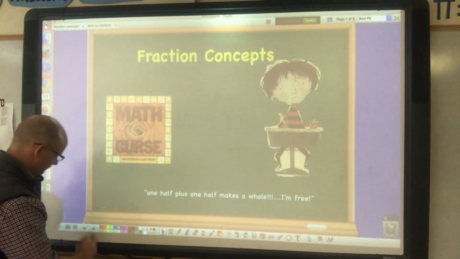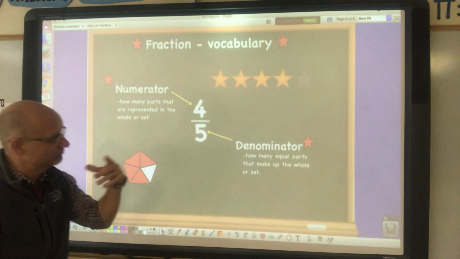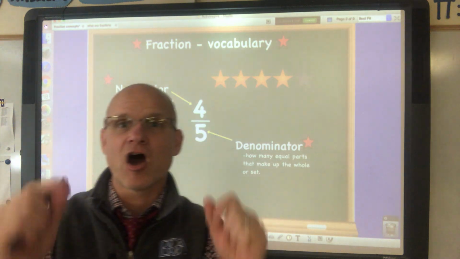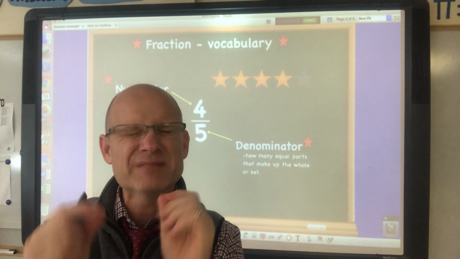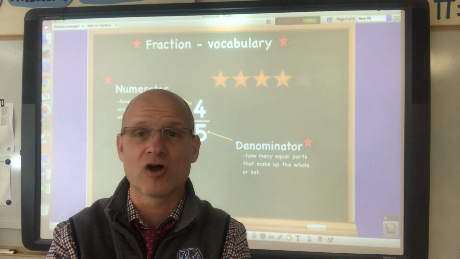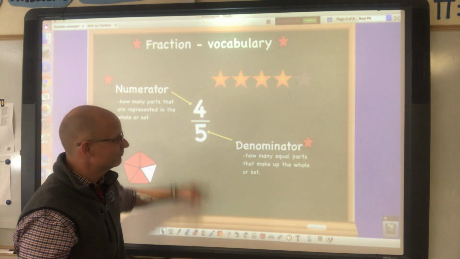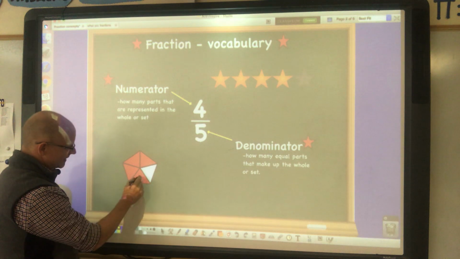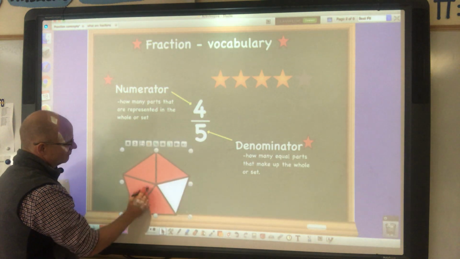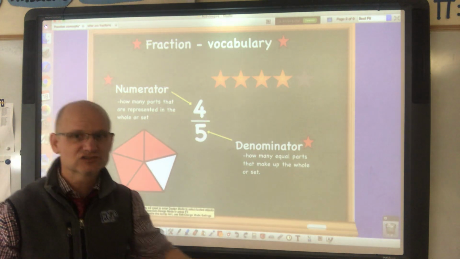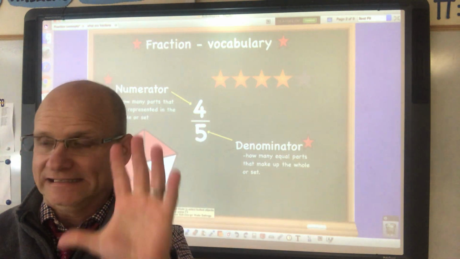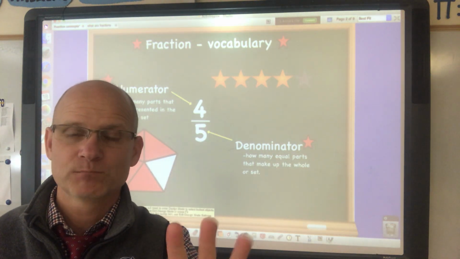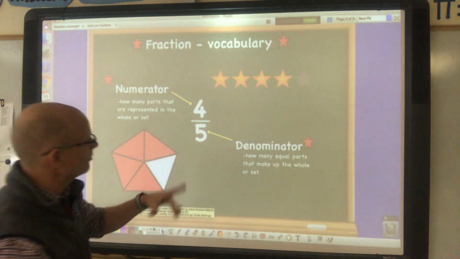Well, what are they? First of all, I think the important thing to know is what fractions are. They are parts of a whole or parts of a set. It's important to understand that fractions are parts of a whole. So when you say 4/5, you are saying, hey, you see this shape right here? 4/5 of it is red. This is one whole shape, a pentagon, and 4 out of that 5 is red. Parts of a whole. Or fractions could be parts of a set.